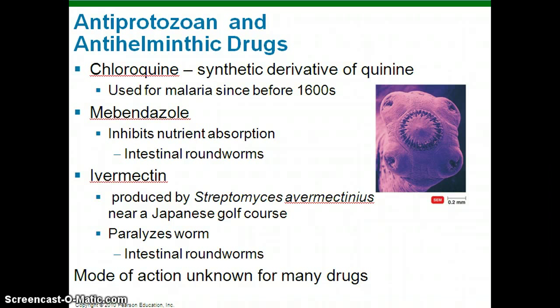Mebendazole will inhibit nutrient absorption of intestinal worms, but that is really the only, well, not the only one, but it's one of the few antiprotozoan or antihelminthic drugs that we actually understand the mode of action for. We don't really know how a lot of these other antiprotozoan or antihelminthic drugs work. But a lot of them have only been discovered in the last 40 years. The book doesn't really talk too much about these drugs, so we're just going to mention them here.